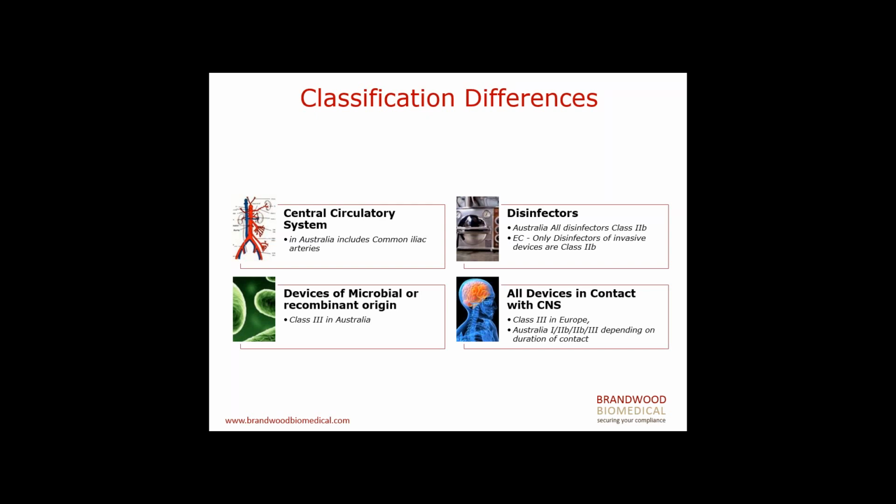And all devices that are in contact with the central nervous system. In Europe, it is all class 3. However, in Australia, it'll vary depending on the duration of contact. So it may vary from class 1 to class 3, depending on how long it is in contact and obviously the nature of the device. And these are some examples. There are actually more differences, and they can be found in the ARGMD. These are just some specific ones that have been pulled out for this webinar, just to show you that there are some classification differences for some group of products.